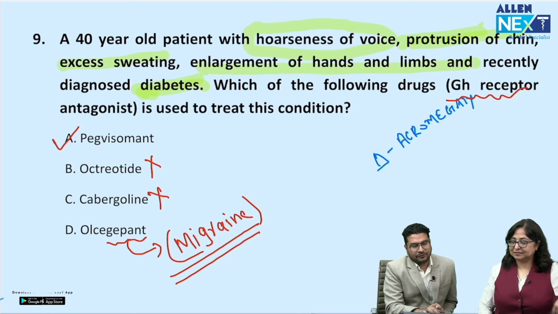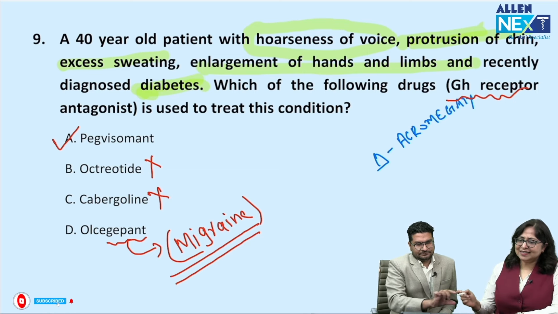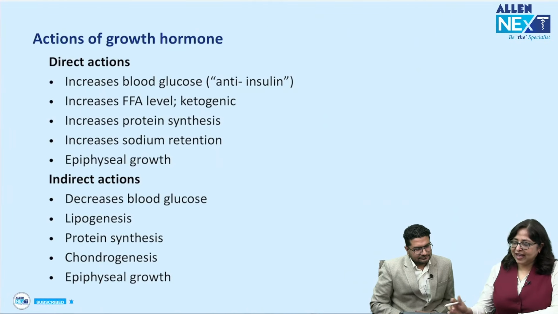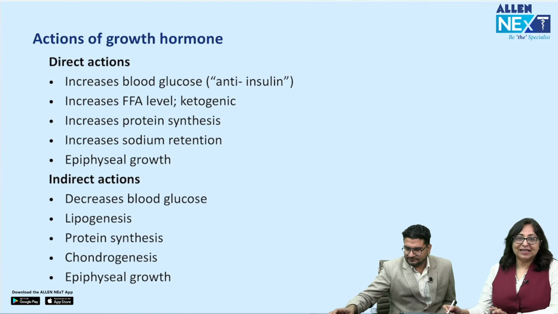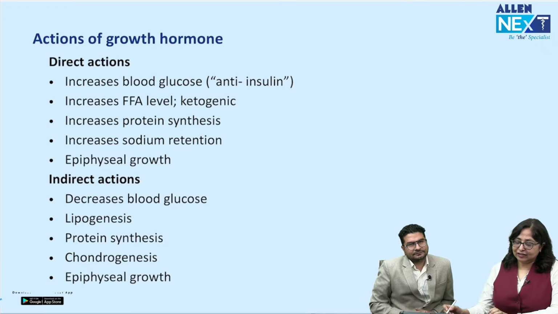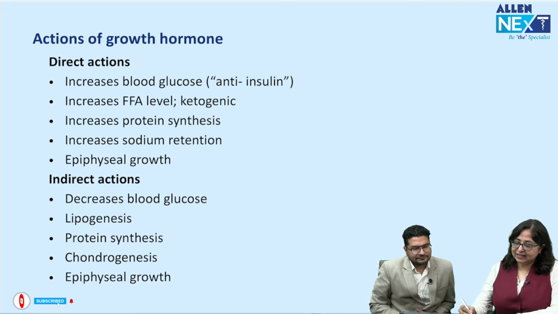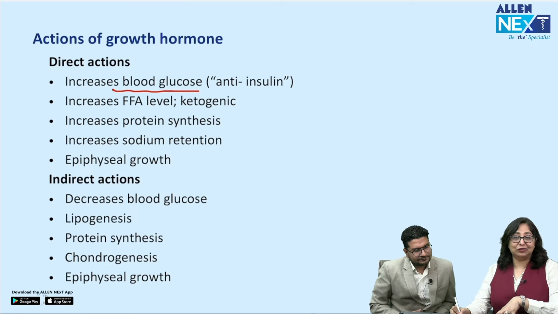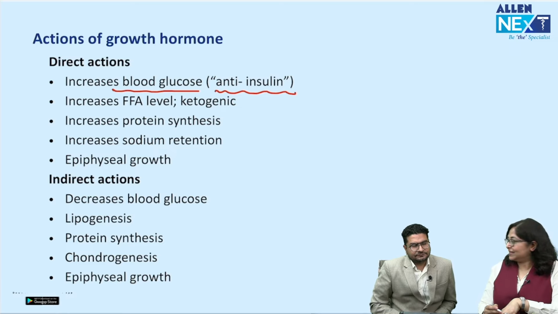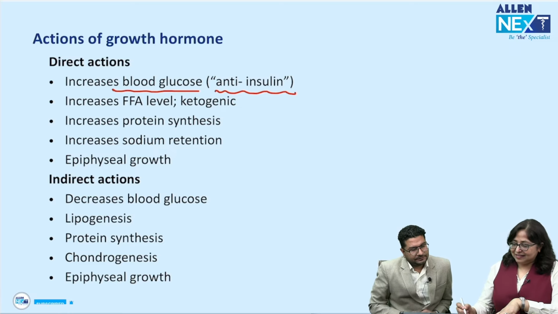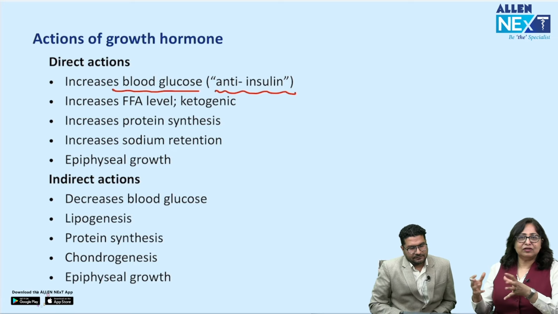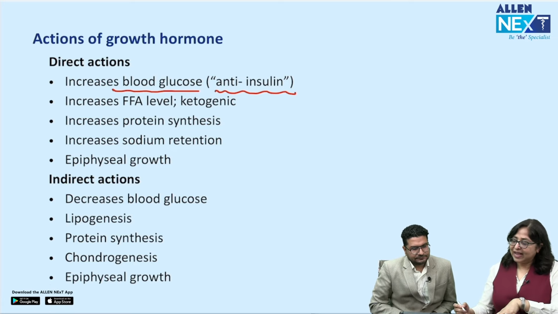This is a case of acromegaly. Just a brief look at what the actions of growth hormone are. Growth hormone actions can be divided into direct actions and indirect actions. When I look at direct actions, it increases the blood glucose level. This is diabetogenic; it's an anti-insulin. And we just saw in the question that the patient had diabetes. Most acromegaly patients will develop diabetes in future. This is because of the excess secretion of growth hormone, its anti-insulin action, and diabetes.